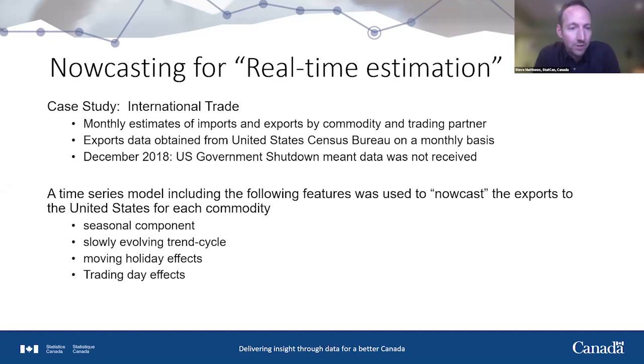Now in December 2018, there was a US government shutdown, which meant that we were not able to access the data for December. But we do have users that rely on these estimates, so we needed to look at alternative ways to produce the estimates of exports by commodity and trading partner. So we looked at time series modeling. I say in this slide a nowcast, but in the end, we weren't able to pull together quickly enough any external data to use. So it was really more like a forecast.